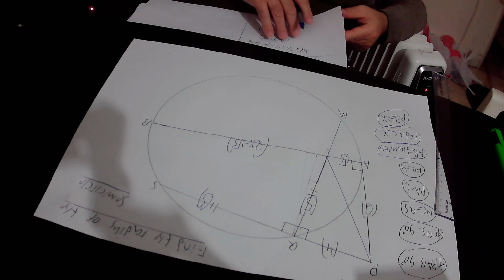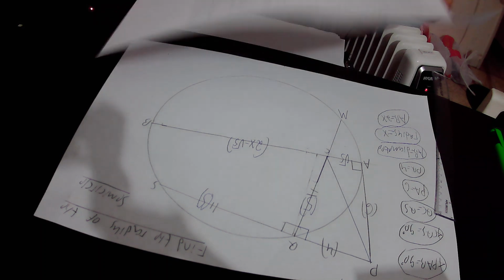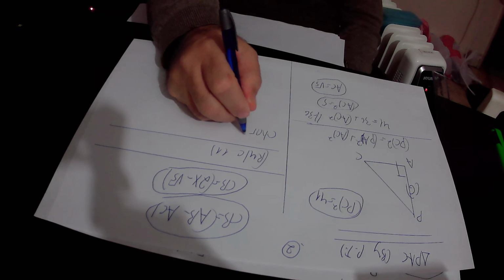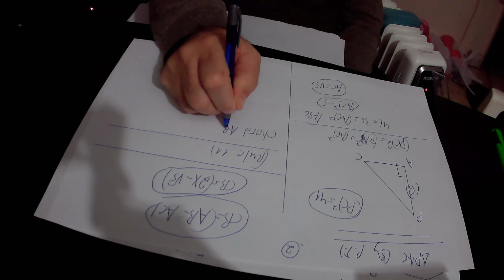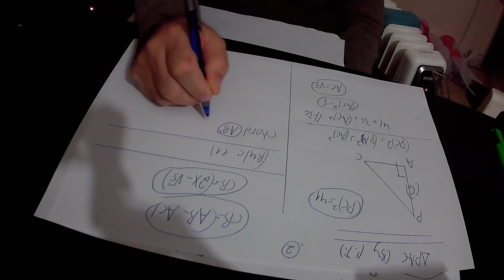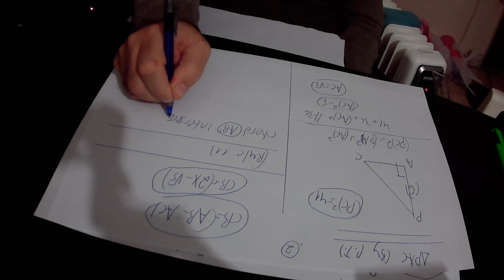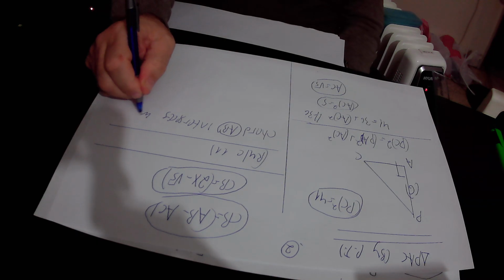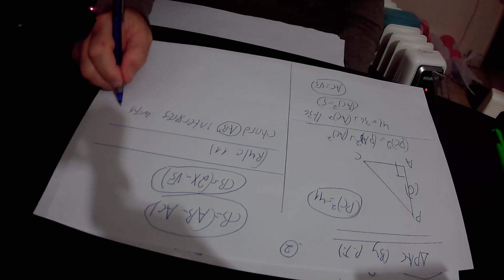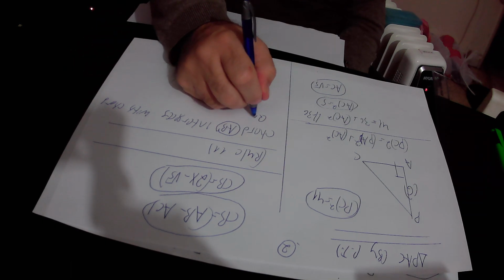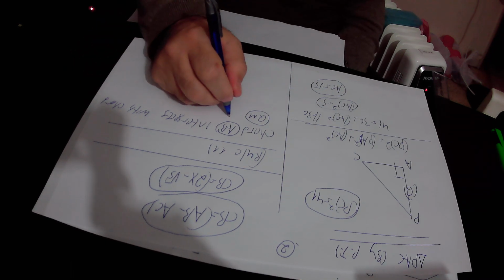In our original drawing, chord AB intersects with chord QM at point C.